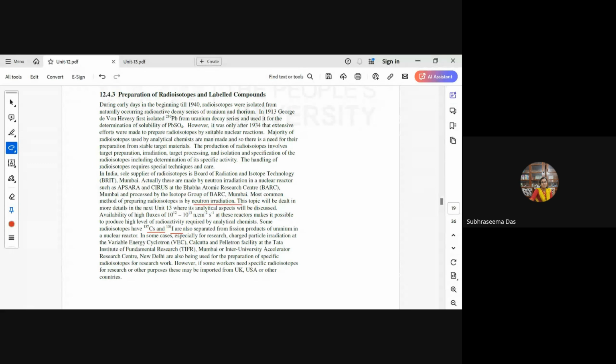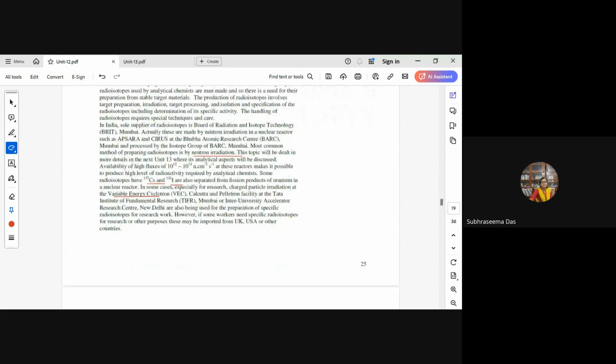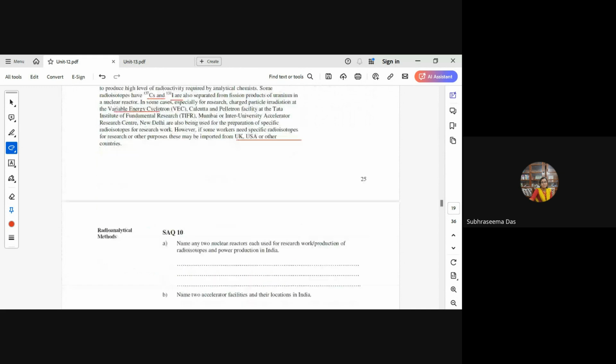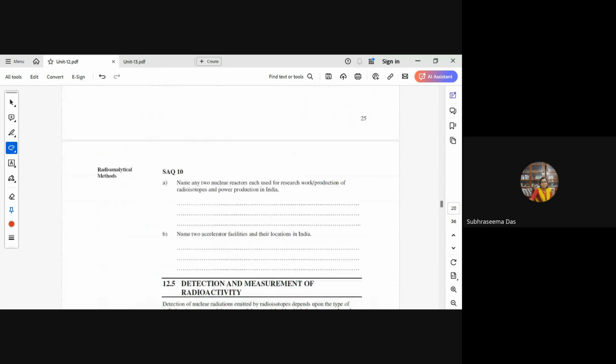So in some cases, particularly for research purposes, charged particle irradiation at VEC Calcutta, that is the Variable Energy Cyclotron present at Calcutta, and the Pelletron facility at TIFR, Mumbai, are also being used to produce other radioisotopes. However, for specific radioisotopes, we are dependent on other countries. India produces the isotopes listed above, however, specific ones are procured from outside.